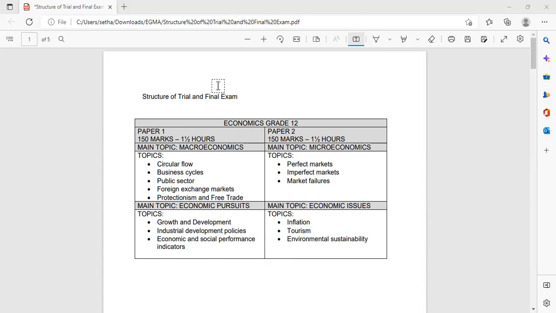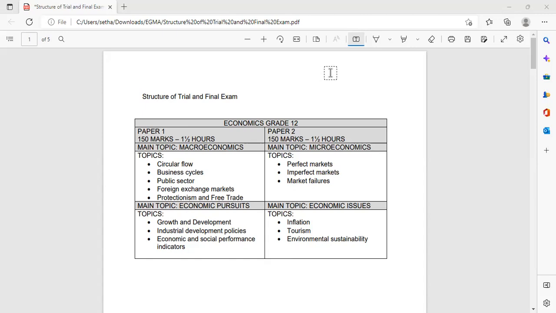So the exam has 3 sections: section A, B, and C. Section A is compulsory and consists of a multiple choice question, match the column, identify the concept. Section B has 3 questions and you have to choose 2. Section C consists of 2 essay questions and you have to choose 1.